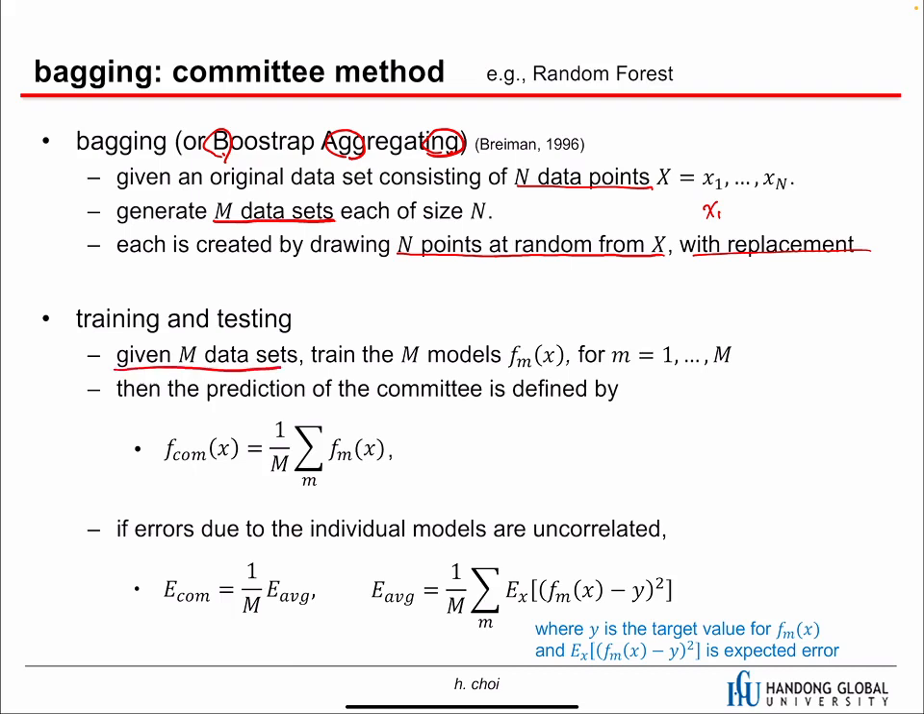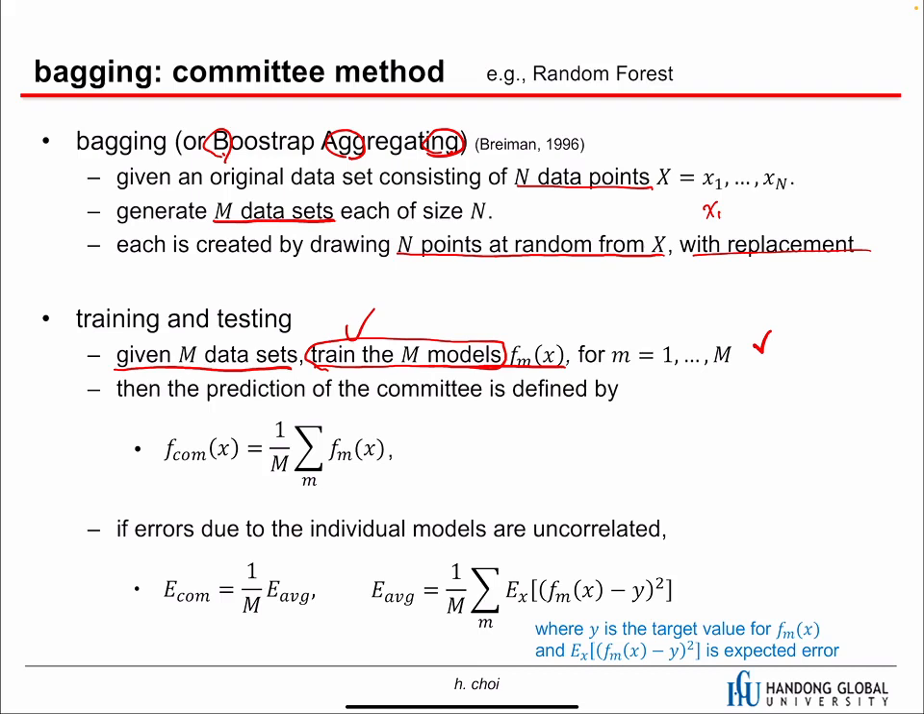Then let's talk about the training and testing. So given m datasets, we can train m models f sub m. This is the training procedure. This process depends on what kind of classifier we have. If it is KNN, then we don't train the model, right? But if it is naive Bayes, then we have to estimate the distribution. And if it is a neural network, then we have to find the parameters of the neural network. Anyway, depending on the classifier, we can train.